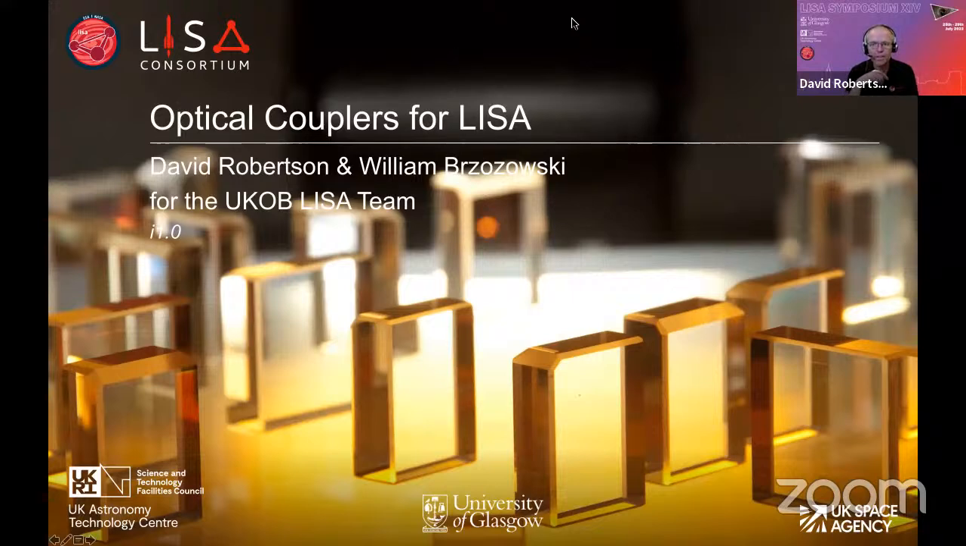Thank you, Rita. So, as Rita says, what I'm going to talk about here is optical couplers for LISA. This clearly is the work of more than just myself. It's really for the UK OB LISA team. And in particular, I'll point you at Bill Brzezowski, who's done a lot of the modeling work here.